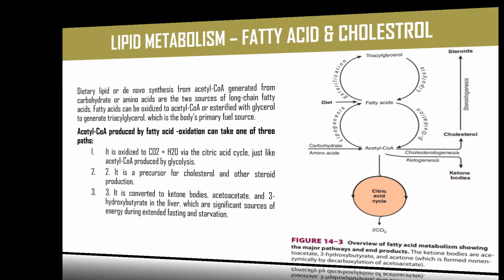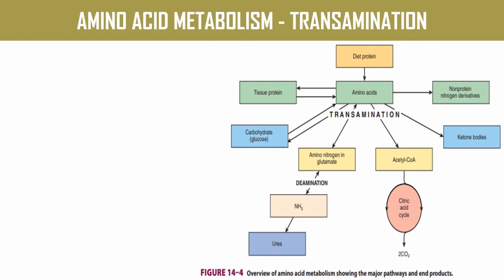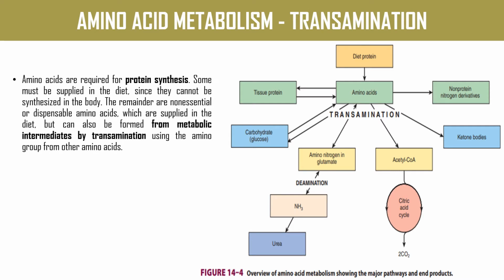Next is amino acid metabolism, transamination. Amino acids are required for protein synthesis. Some must be supplied in the diet since they cannot be synthesized in the body. The remainder are non-essential or dispensable amino acids, which are supplied in the diet but can also be formed from the metabolic intermediates by transamination using the amino group from the other amino acids.